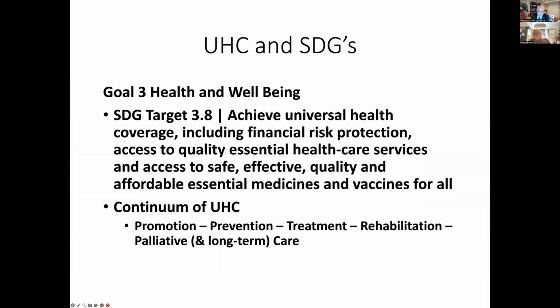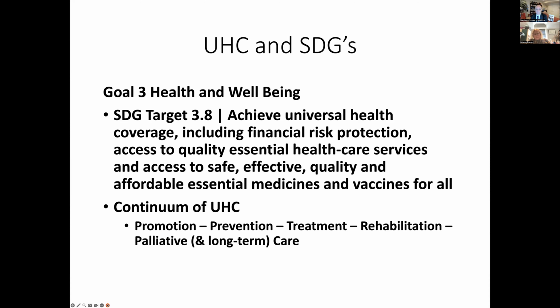Moving on to what UHC and the Sustainable Development Goals are. Goal 3 has a number of targets, one of which is achieving universal health coverage in such a way that it doesn't cause financial hardship for families and patients. So there has to be financial risk protection built into universal health coverage. Also, there should be access to quality essential health services, delivered safely, efficiently, and effectively, along with quality medicines, and all essential medicines for all.